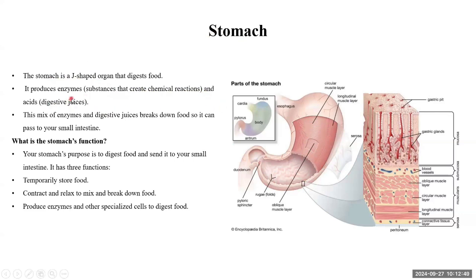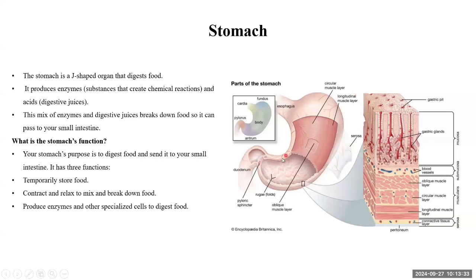Basically, there are two types of substances that are released in our stomach. One is gastric acid. The other is enzymes. The mix of enzymes and digestive juices breaks down food so it can pass to the small intestine. Once we ingest the food after chewing, it is kind of semi-solid. When it reaches the stomach and mixes with the juices, which include gastric acid and the different enzymes, it becomes like a liquid, not semi-solid, but in between a concentrated liquid and semi-solid.